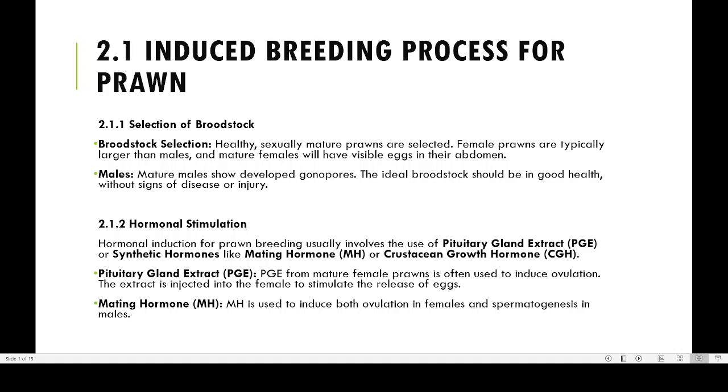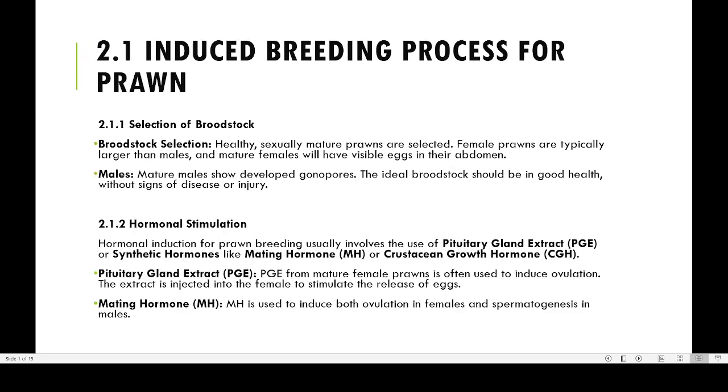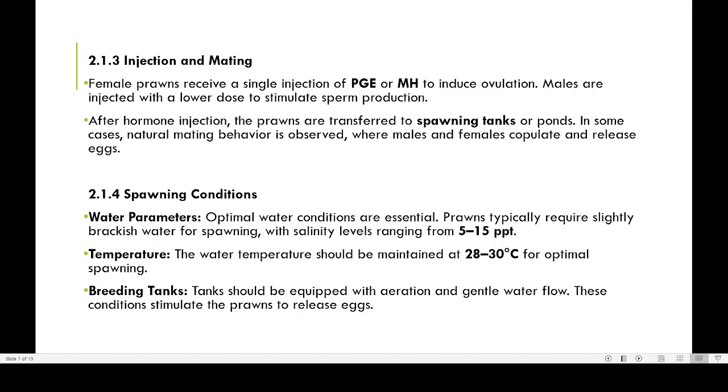Mating hormone is a hormone which is artificially produced, and that is helpful in producing both ovulation as well as spermatogenesis. Now the injection and mating process, whether we are using pituitary gland extract or a mating hormone, the purpose is to induce ovulation, and the males are injected with a lower dose. As I told you, in the case of carp species, lower dose may be sufficient. The body size of the male will be smaller. Females have a larger body size.